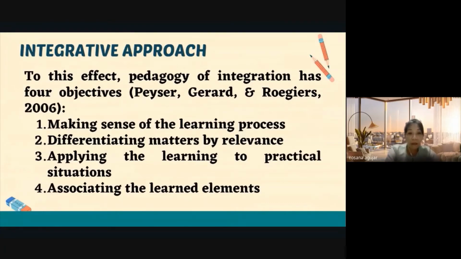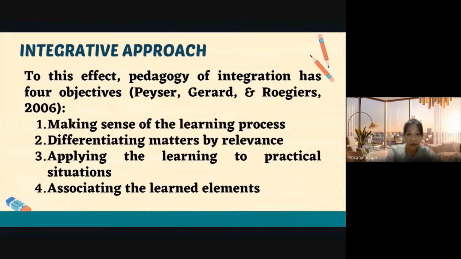The next approach that I'm going to share with you is the integrative approach. Integrative approach is an approach where the learner brings together prior knowledge and experiences to support new knowledge experiences. And also, it enhances the students' capability to acquire real-life skills by linking content between and among subject areas. So that is integrative approach.